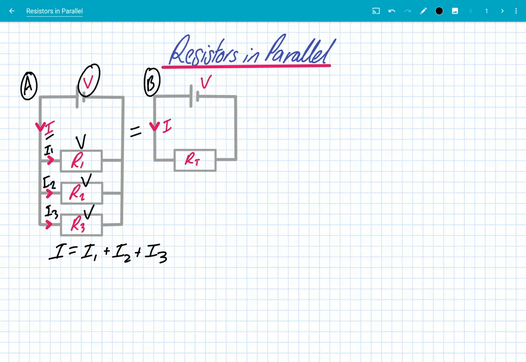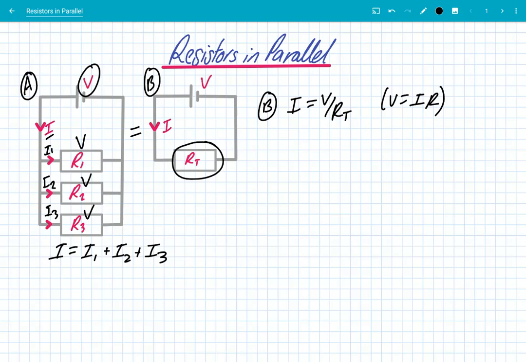This circuit is identical to this circuit B, which is the sort of simplified version of this circuit. We've combined all of those resistors into one total resistance. And we can say from circuit B that the current must be equal to V over RT. We've just got that from Ohm's law, V equals IR. All we've done is rearrange it for I.